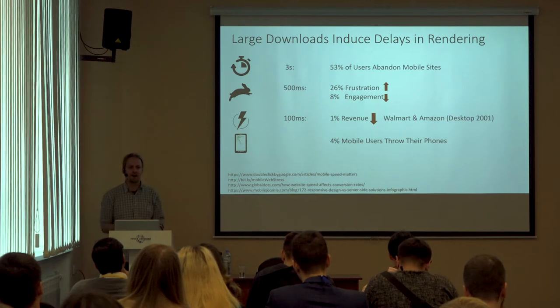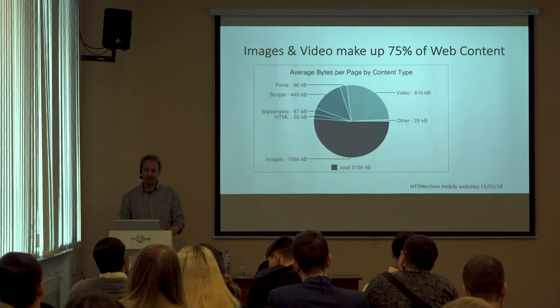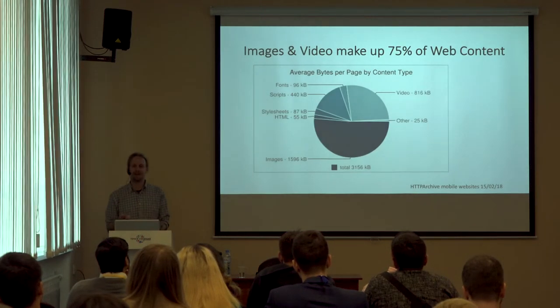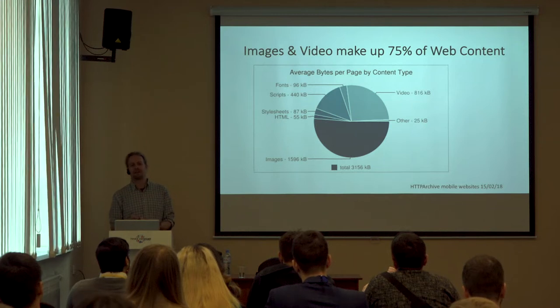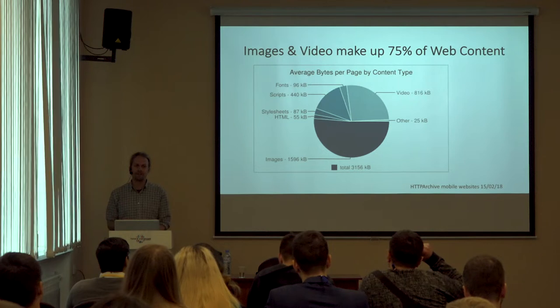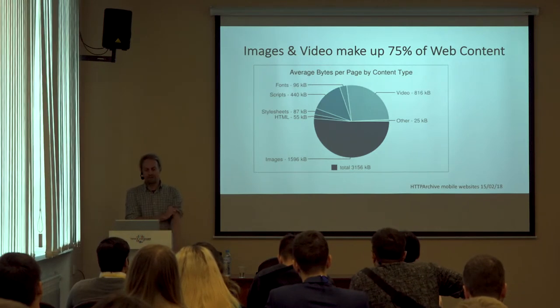So what can we do to speed up the content? We just saw a great talk on how to speed up JavaScript and microservices and all that great stuff. But if you look at the HTTP archive, images and video make up 75% of the average web page. So if we can optimize the images and video that show up on our web pages, if they can download faster, that page is going to show up on the screen a lot faster.